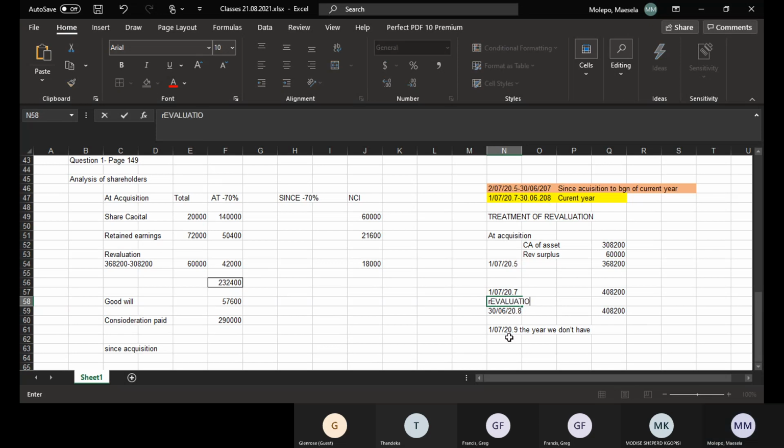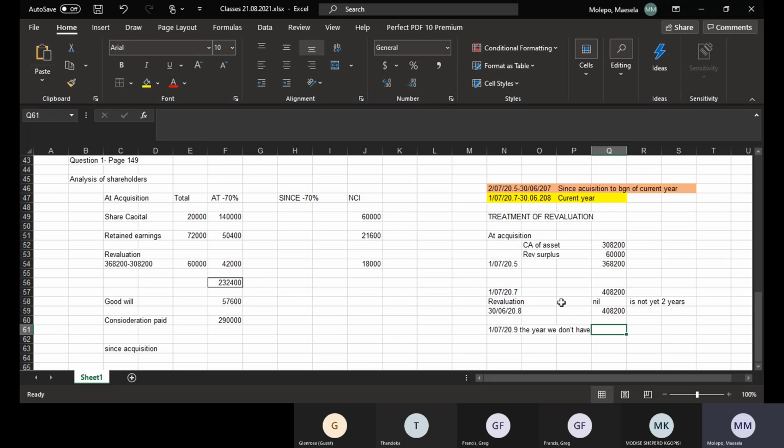So the revaluation here is nil. The reason being it is not yet 2 years. And so it means we're going to only focus on the revaluation at since acquisition up to the beginning of the current year, because our beginning of the current year is here. So from here to here, there was no revaluation. So it means nothing will go to the current year as a revaluation.